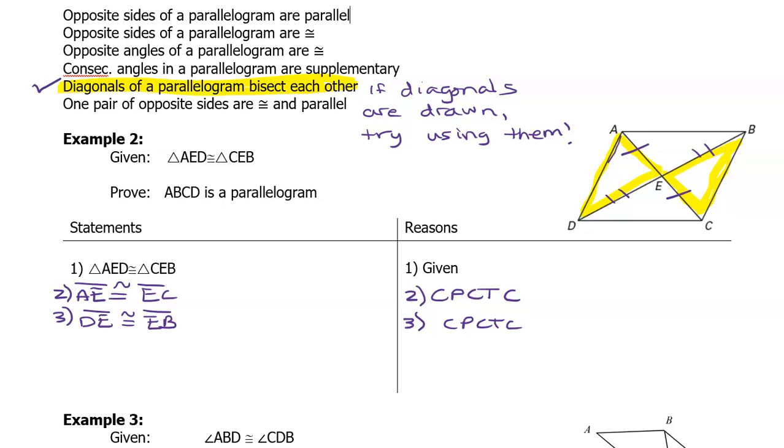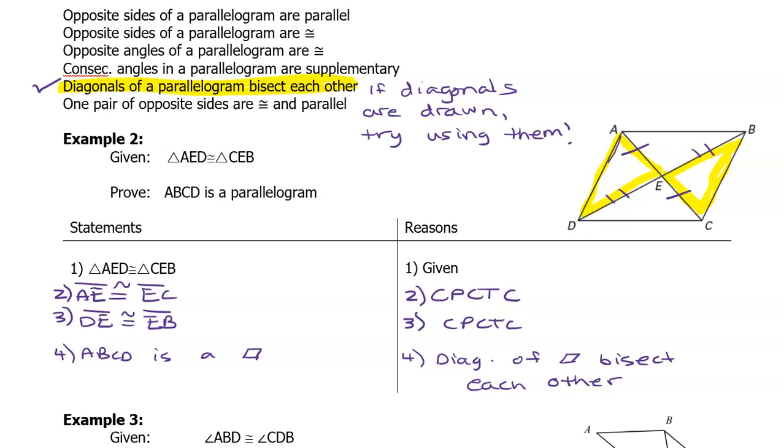Okay, and so now we have markings showing that the diagonals are bisecting each other. Yay! So we've accomplished this. So now that we've accomplished what we need to accomplish, now I can say that ABCD is a parallelogram. And I know that because, well, the diagonals of a parallelogram bisect each other. So if they bisect each other, then of course it has to be a parallelogram.